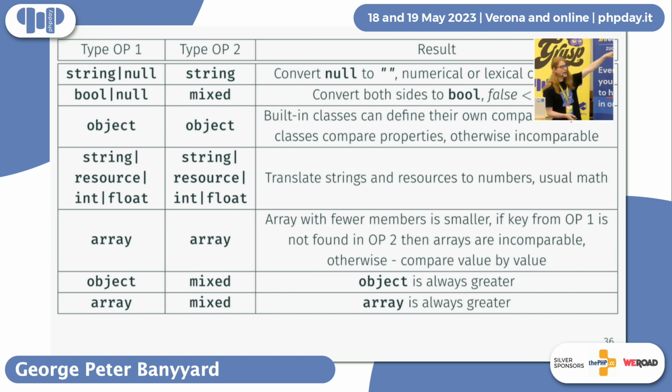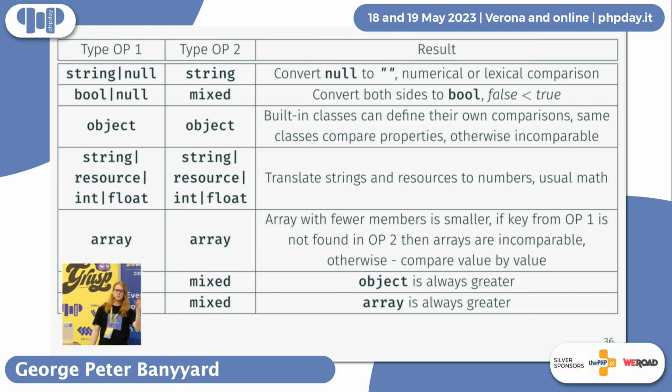This table exists in the php.net documentation, and explains how types get compared. If you compare two strings, or one string and null, it will convert null to an empty string, and then do a numerical or lexical comparison. Yes, I said numerical. This will come in handy in a minute. If you compare something with bool or null, it will cast both sides to bool, and then false is less than true. That makes somewhat sense. Let's be somewhat reasonable.